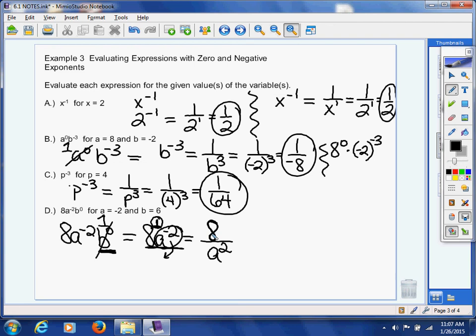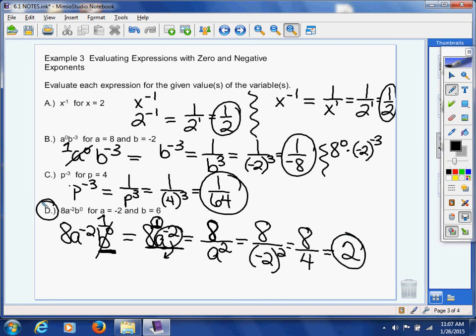Let's plug it back in, and let's plug in negative 2 for that a, and then let's simplify. Remember, negative 2 raised to the second power is the same thing as negative 2 times negative 2, which is positive 4, and 8 divided by 4 is 2. And we're finished. We simplified the whole thing. So that's evaluating. I think the hardest one here was letter D. Most confusing, but hopefully I did a good job in explaining why the 8 stayed up top and why the a to the negative 2 needed to be moved down to the bottom.